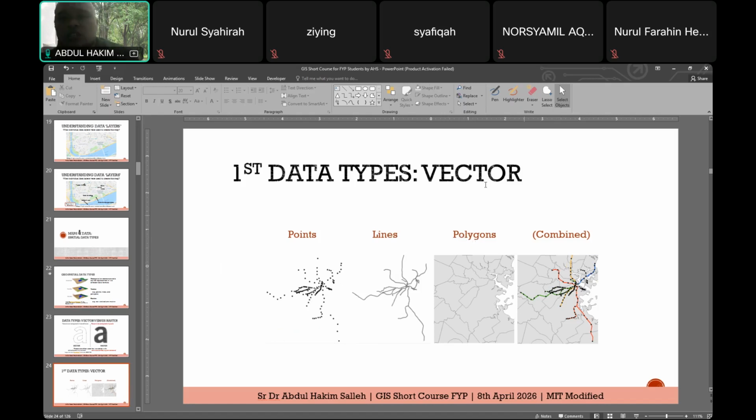And of course, most of the time, every analysis comprises these three types of vector combined together like this, okay, like this on the right hand side.